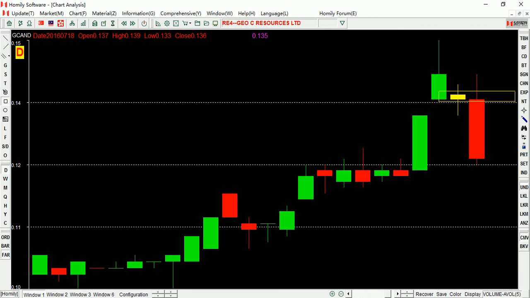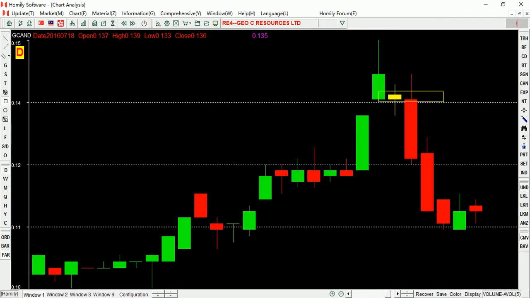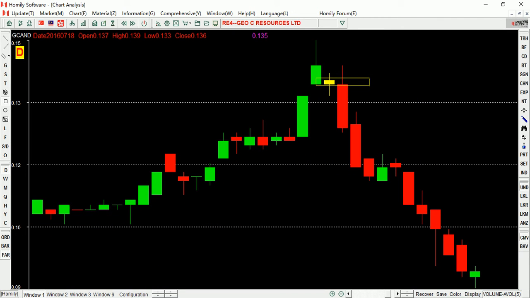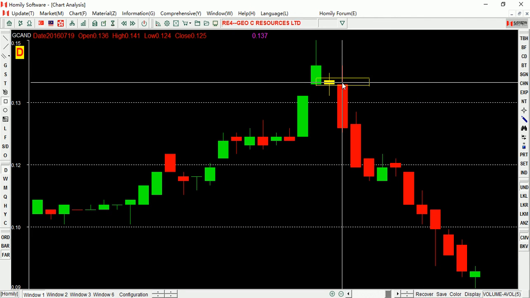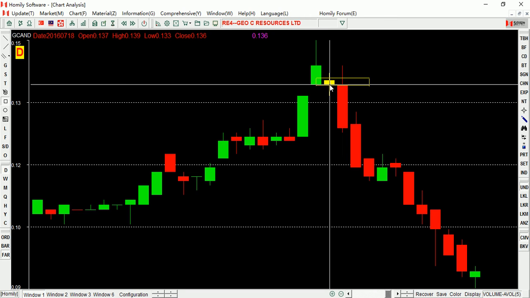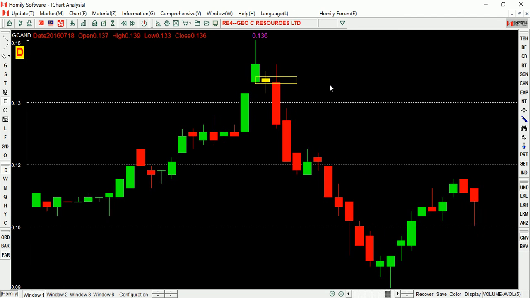Then we can see the candles, can we buy or not? Cannot. Still cannot, right? You should sell quickly because you can see the next day the closing price is lower than this one. You should sell quickly, okay? Then we can see the next one.